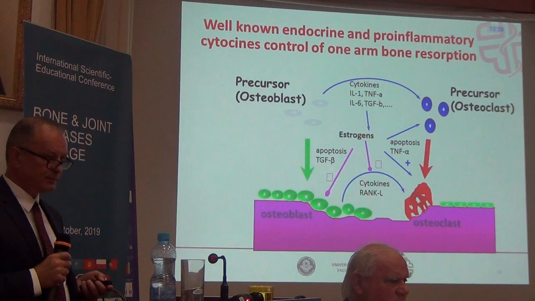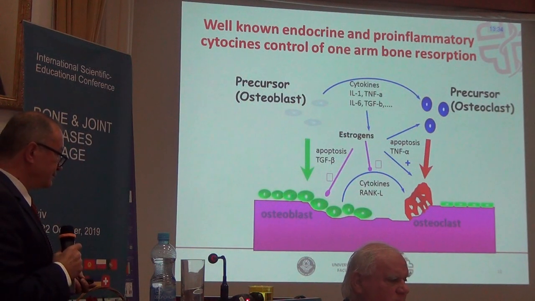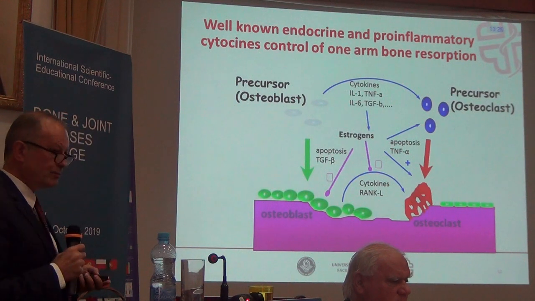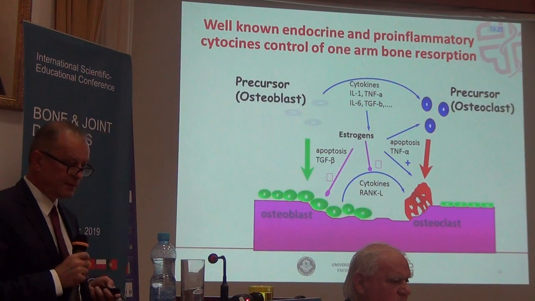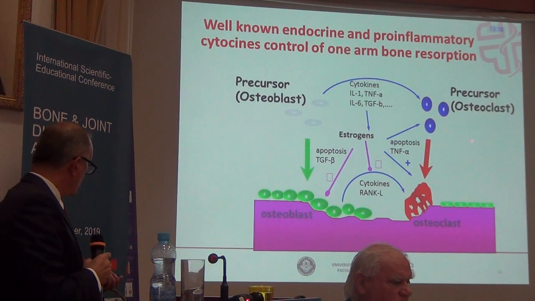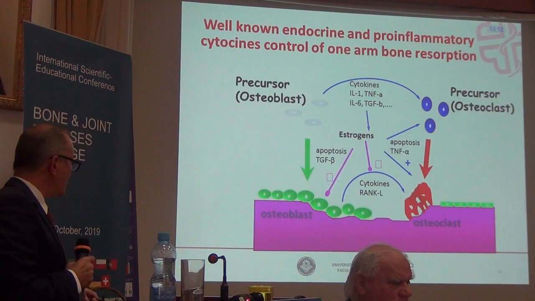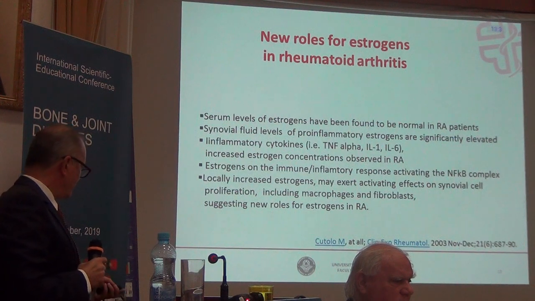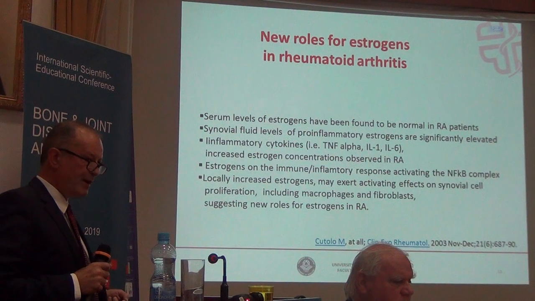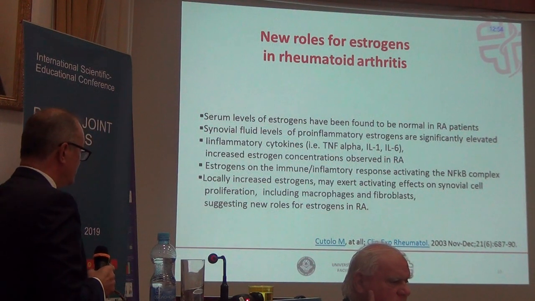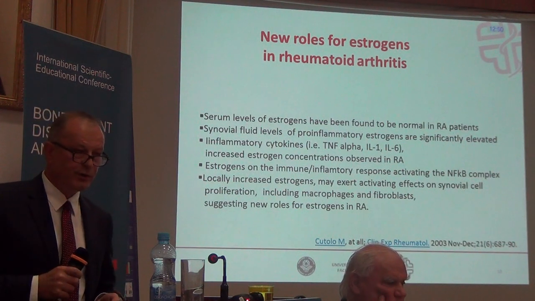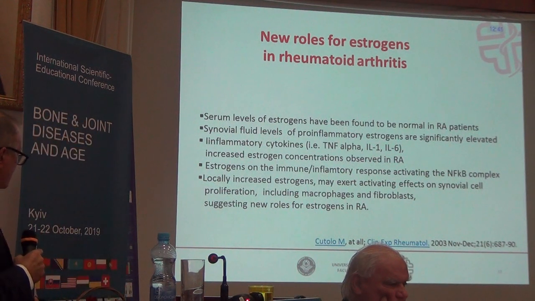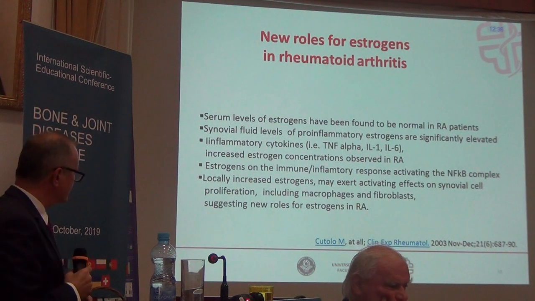The role of estrogen in bone metabolism is important to know. Estrogen has a role in the activation of osteoblasts, and at the same time good control of osteoclast activities. In the case of inflammation, cytokines have a very important role: interleukin 1, TNF, interleukin 6, tumor growth factor. Paolo, professor from Genova, published a very excellent article which summarized knowledge about the roles of estrogens, especially in rheumatoid arthritis. Serum levels of estrogen have been found normal, but at the same time synovial fluid levels of pro-inflammatory estrogens are significantly elevated.